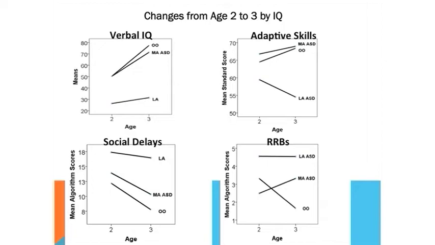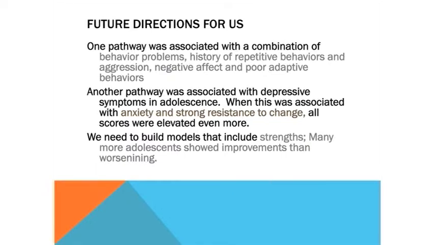Now, maybe this is something we can do better with more intensive, more socially directed treatment. I think that's where we want to go. So just to wrap this up, one of the pathways that we saw, and I sort of talked about this but not very specifically, was a particular combination of kids who had high behavior problems, lots of repetitive behaviors, often had aggression, negative affect, and poor adaptive behaviors. And those were the kids that had the hardest time and are associated with the parents having the greatest stress.